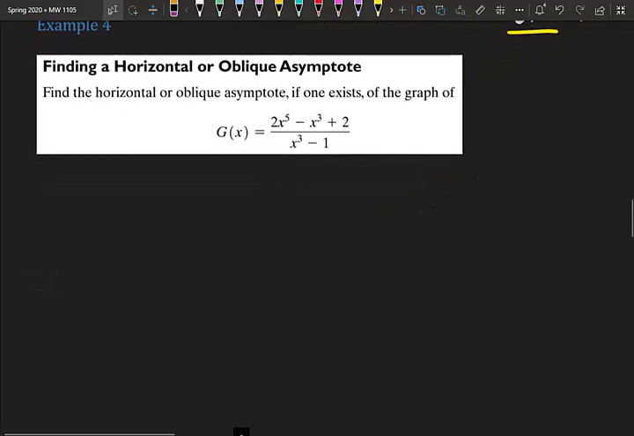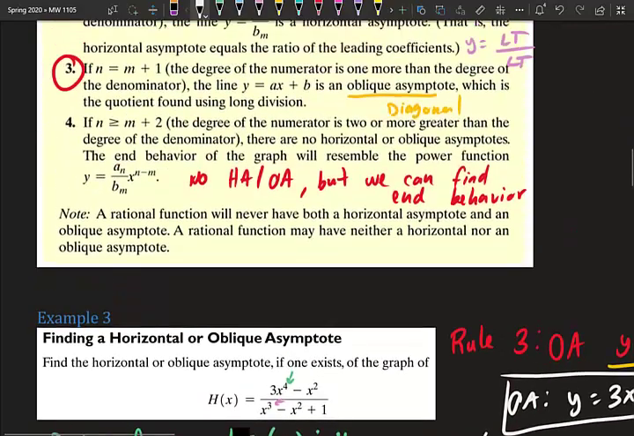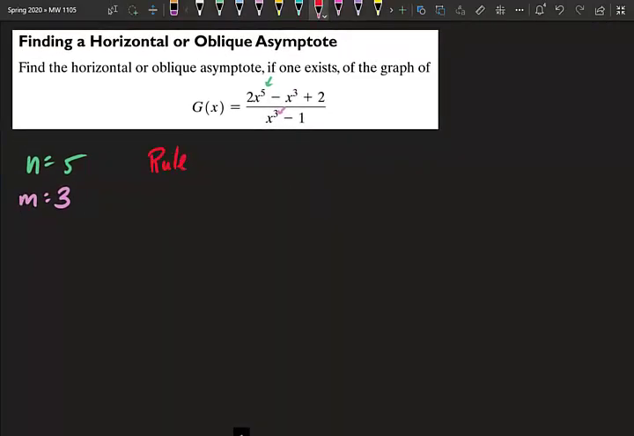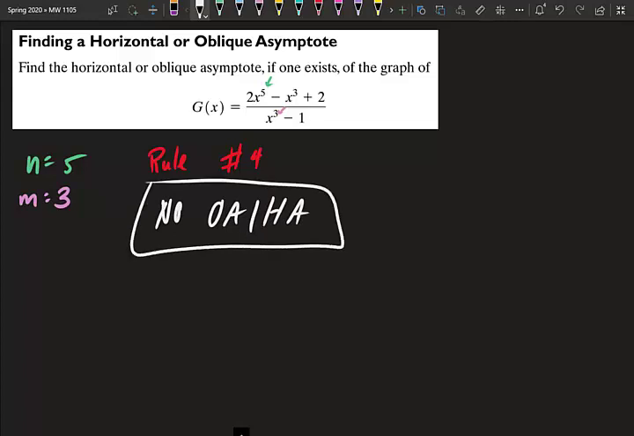Let's find our horizontal or oblique asymptote. So first thing we need to do is the degree of the numerator. That's 5. The degree of the denominator, that's 3. So it's 2 more. The degree of the numerator is 2 more than the denominator. So if we look at our rules, that's rule number 4. Rule number 4 states if the degree of the numerator is exactly 2 or more greater than the denominator, you do not have an oblique asymptote or horizontal asymptote. So that technically is our answer. But we know a lot about what we just were given.